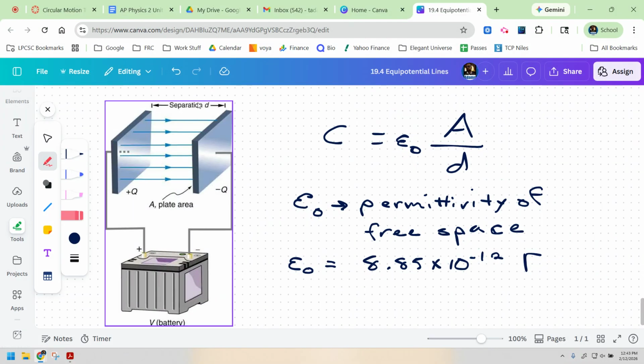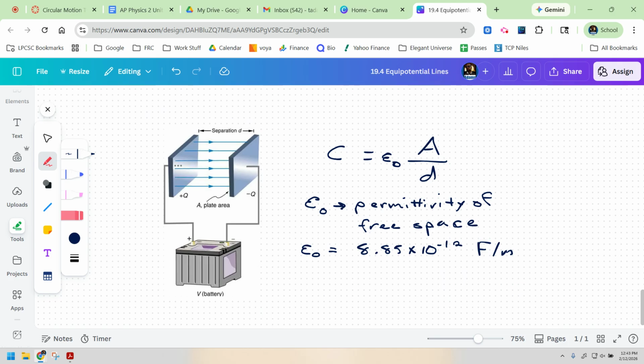Very frustrating when my computer does that. Farads per meter, right? And then that'll cancel out with the meters, and that leaves us our capacitance in Farads, okay? And so obviously we're going to do some math on this today. So let's do an example of this.